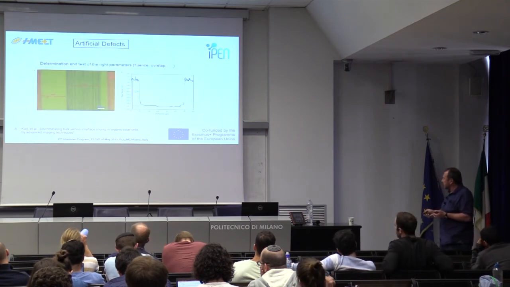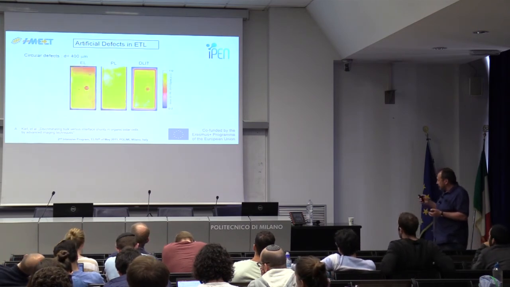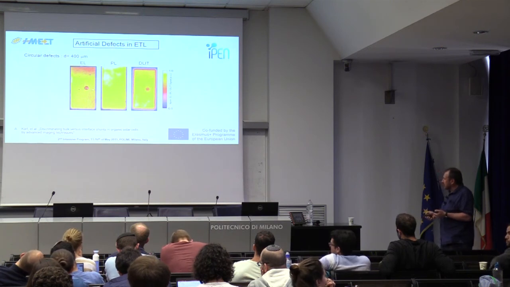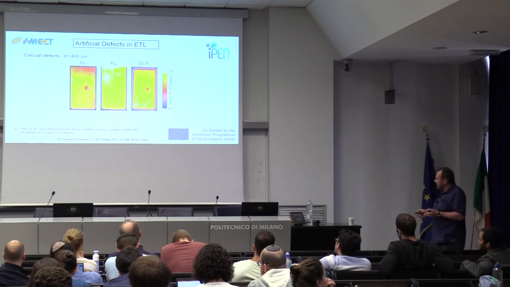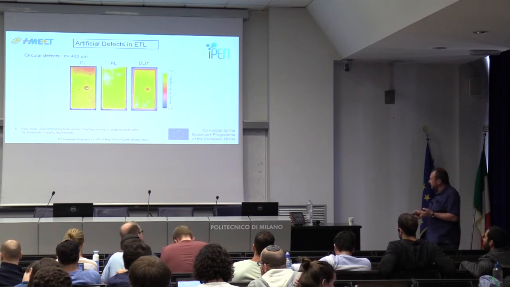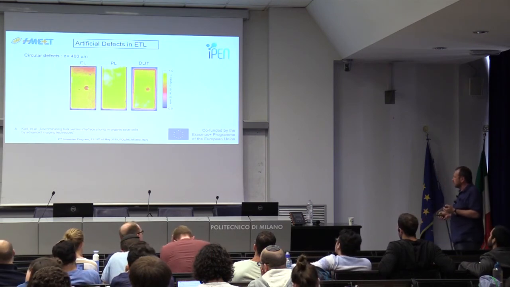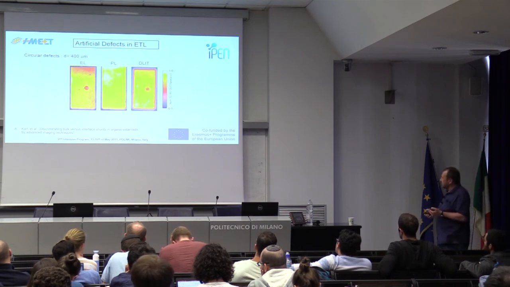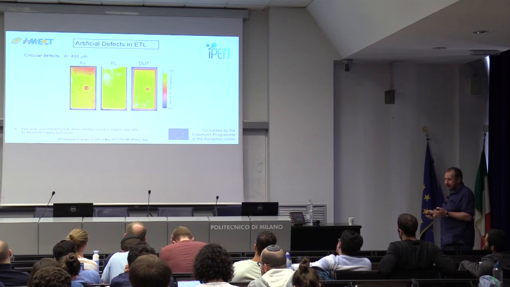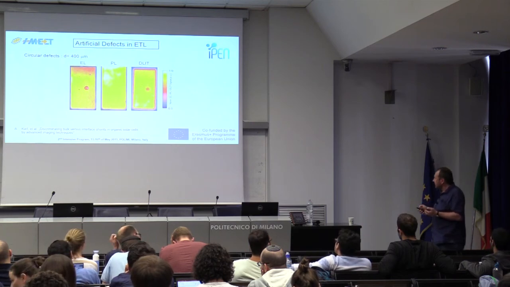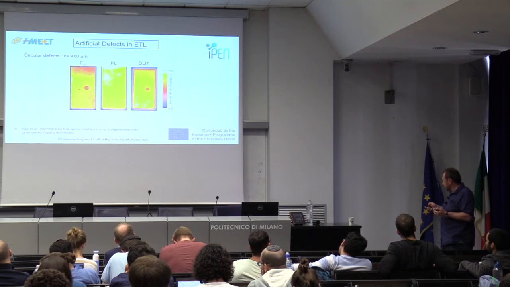What happens is, I will skip a couple of slides, that if you make a hole in the electron transport layer, then you obviously don't see much electroluminescence, because the charge injection is hindered. There is nothing happening in the photoluminescence, and in the dark lock-in thermography you see a lower temperature, because there is no recombination happening.